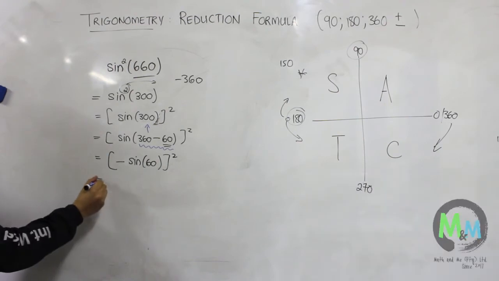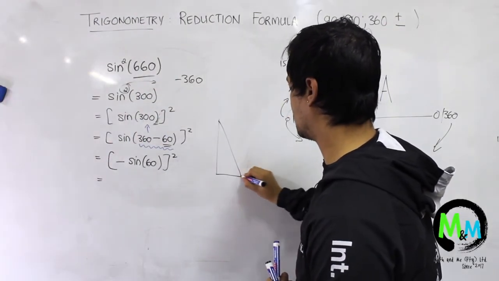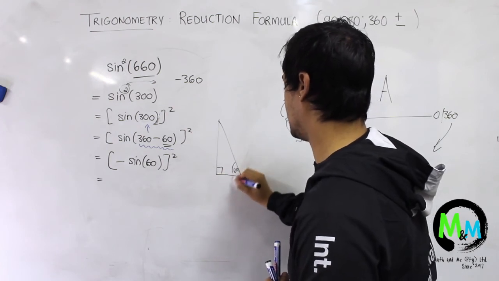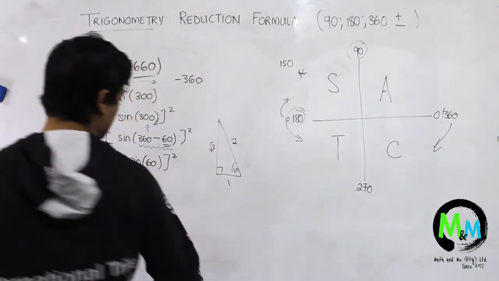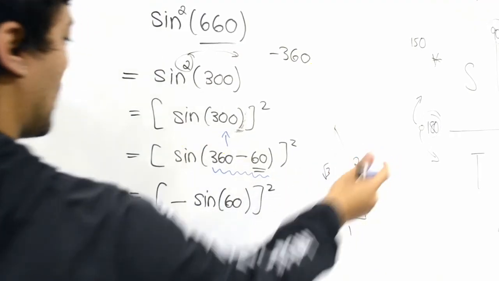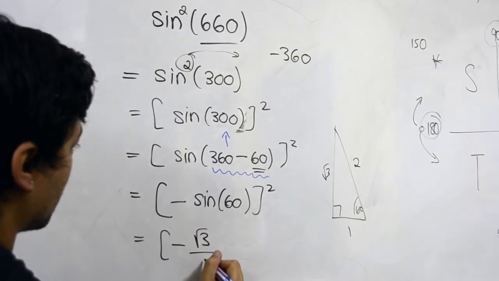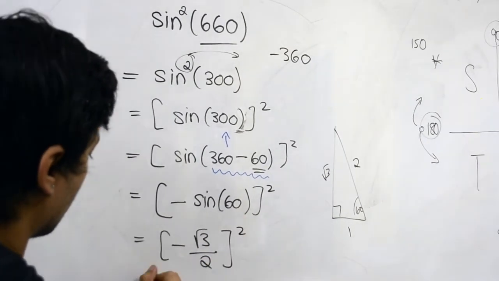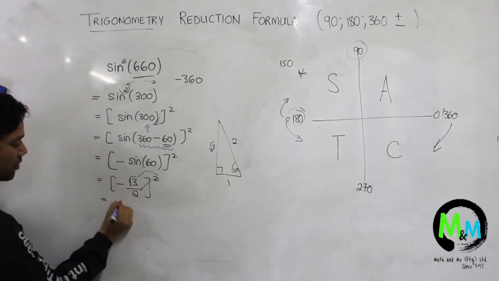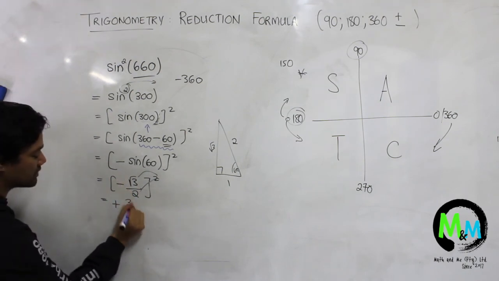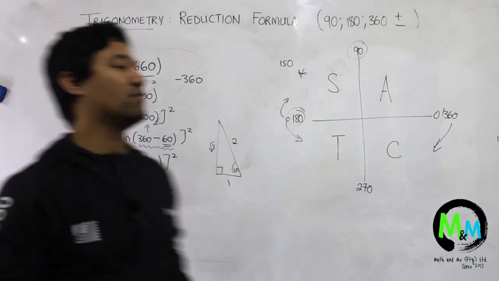First, I'm going to change it according to my special triangles. For 60, we know that's 1, root 3, and 2. Sine is opposite over hypotenuse. So that will be negative root 3 over 2, squared. With squared, we know we can distribute it in. Firstly, the negative will become a positive. Root 3 squared is just 3. 2 squared is 4. Final answer, 3 over 4.